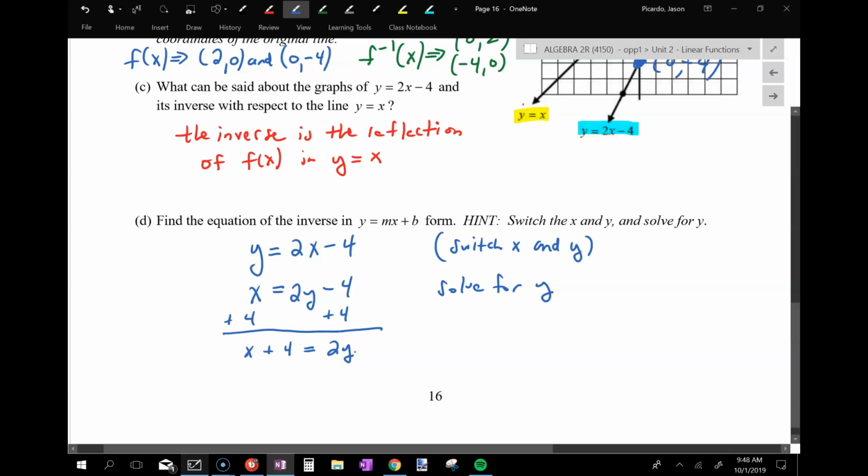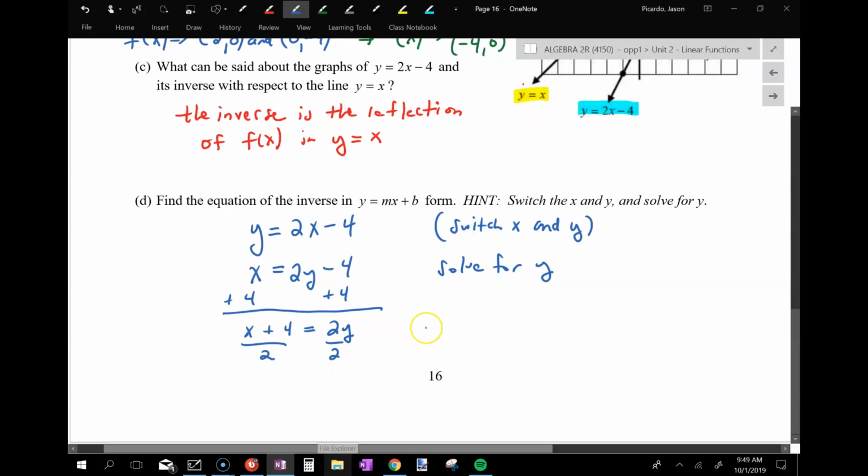And then now what? Now divide by 2, right? And so I wind up getting x plus 4 divided by 2 equals y.